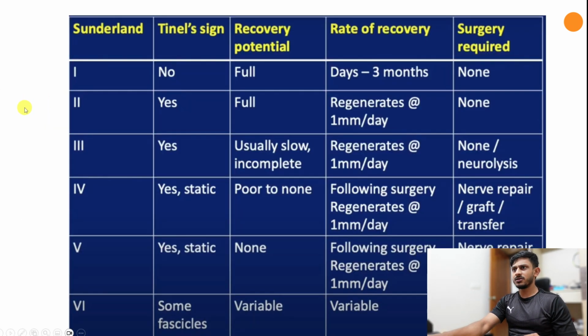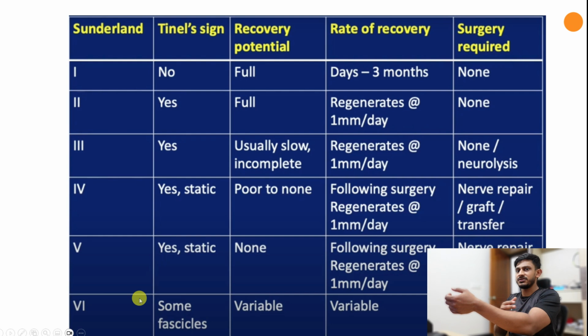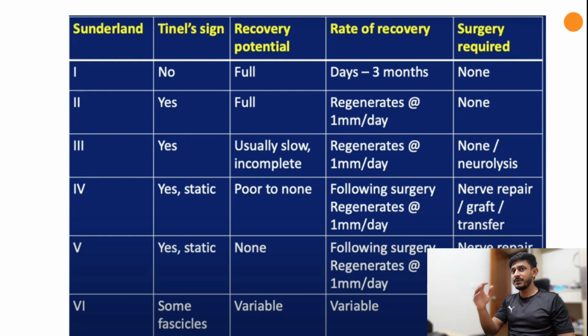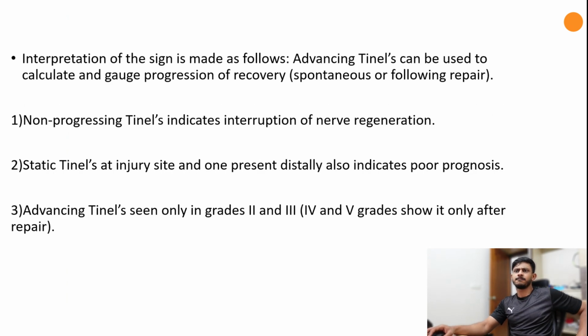And again, I'll just talk about Sunderland's grade 5, neurotmesis, where the entire nerve is cut, so there's no scope for axons regenerating and growing. So Tinel sign will be static again at the place proximally where the nerve is cut. Okay, so interpretation of the sign. Non-progressing Tinel sign indicates interruption of nerve regeneration. It's also called static Tinel sign. It occurs in Sunderland's grade 4, 5, 6. 6 is variable, so we leave 6 out of the discussion. 4 and 5. And sometimes even in 3.